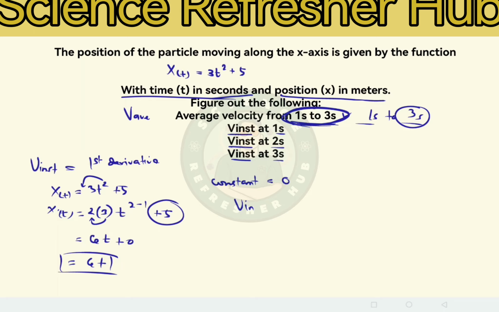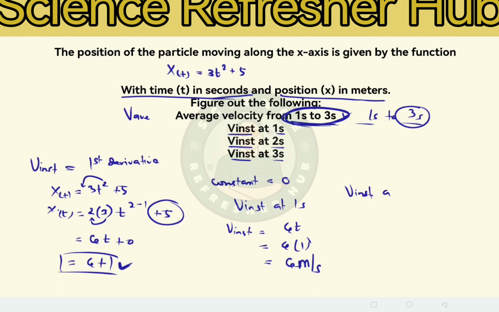So in that case, we can find the instantaneous velocity at 1 second. All you have to do is to substitute 1 for that t variable here. So at 1 second, our instantaneous velocity is going to be 6t, right here, our first derivative. Then we substitute 6 times 1 second, and the answer will be 6. And the unit, of course, since we're dealing with velocity, don't forget, you have to put meters per second. 6 meters per second.